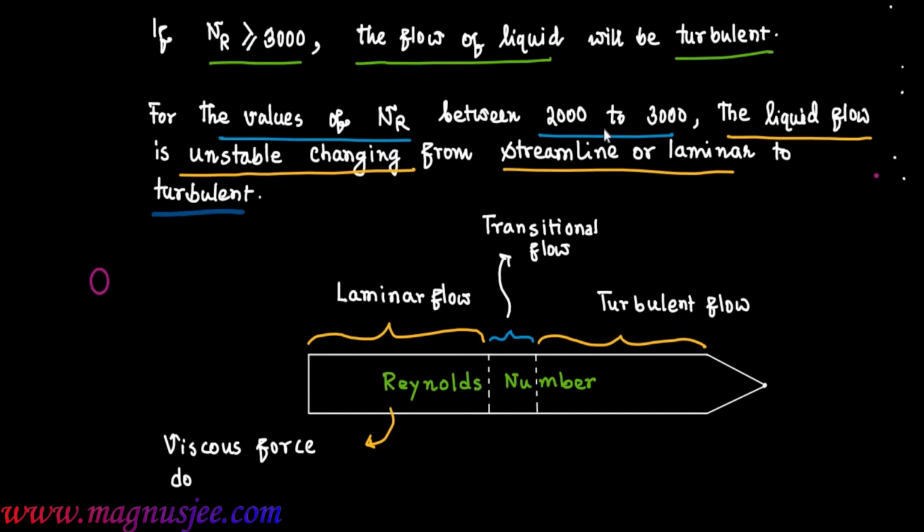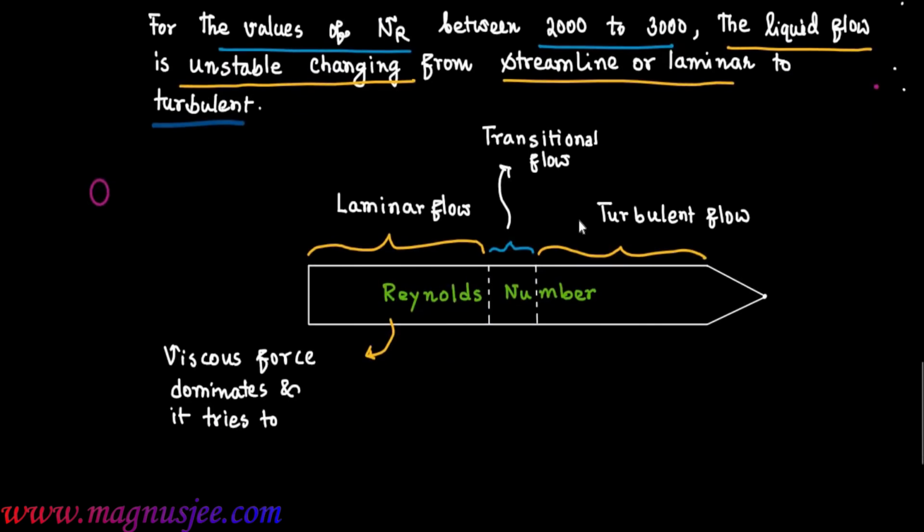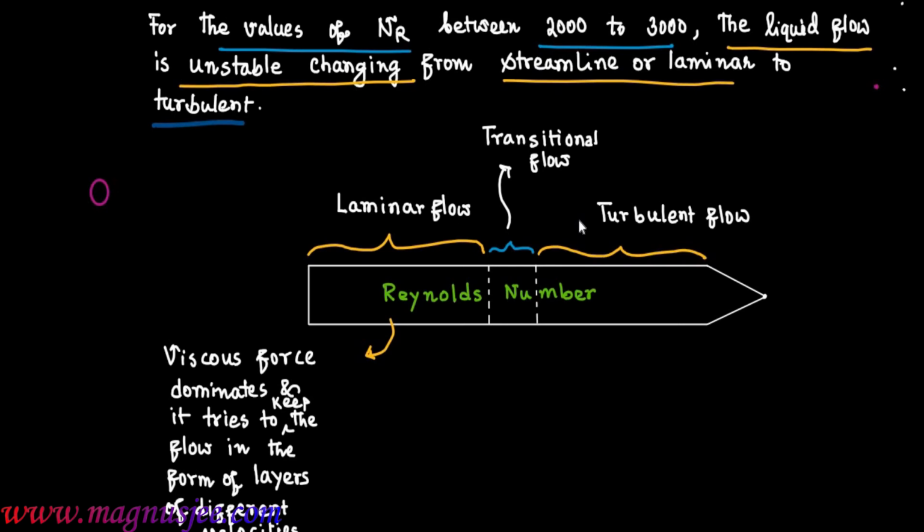In laminar flow, viscous force dominates and it tries to keep the liquid flow in the form of different layers, or layers of different speeds or velocities of liquid. So in this range of laminar flow, viscous force Fv is much greater than inertial force Fi, and also Reynolds number Nr is Fi by Fv. As Fv dominates, Reynolds number Nr will have small value.